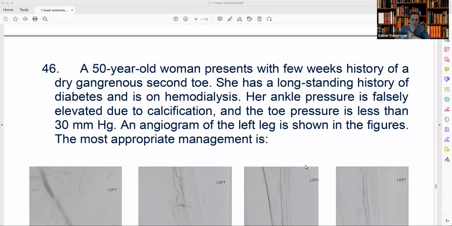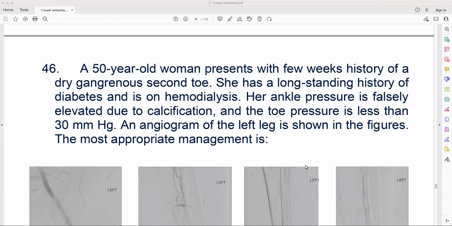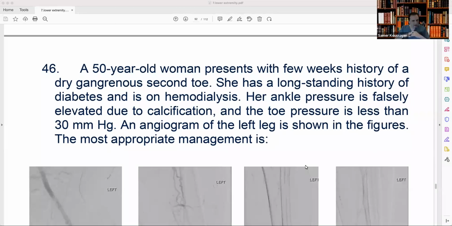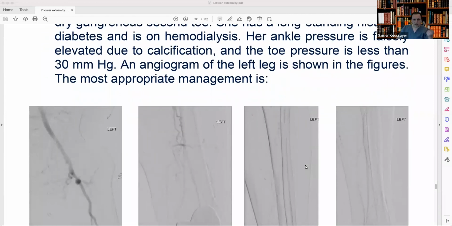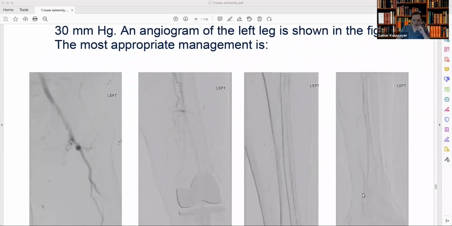His ankle pressure is elevated, but toe pressure is 30. You know what the normal toe pressure should be? It should be above 70. So this 30 is really low. We have a low toe pressure. So what do you think we need to do for this guy? He's 50 years old, he has tissue loss, he has SFA, popliteal, tibial occlusion, and only the posterior tibial is open here. What do you think is the best option for this patient?